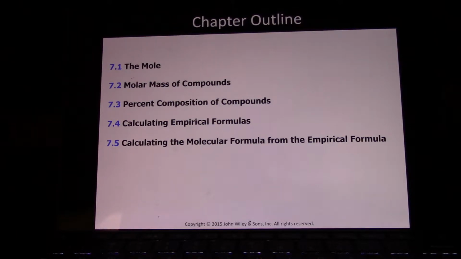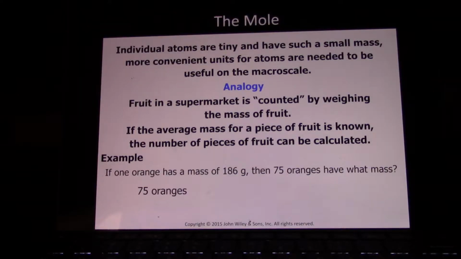Just like a dozen is a word. If I have a dozen donuts, you know that I have 12 donuts. If I have 2 dozen donuts, I have 24 donuts. A dozen is a word which stands for a number. The mole is no different. It's just a much bigger number.